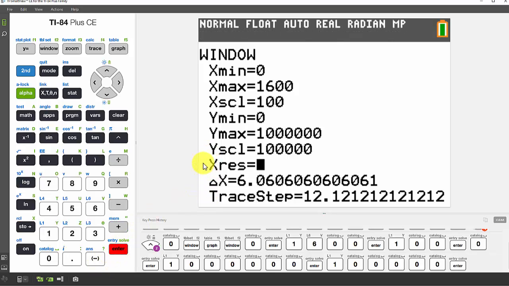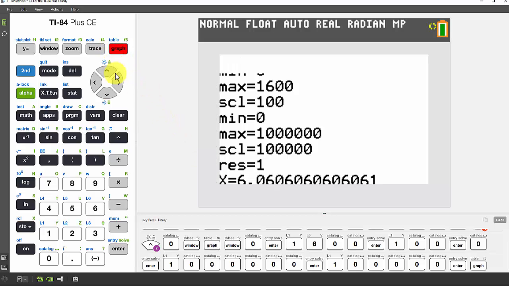And these other values down here, Xres, delta x, trace step, don't touch those. There's no reason for it.